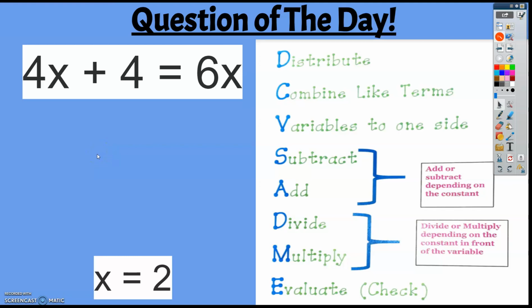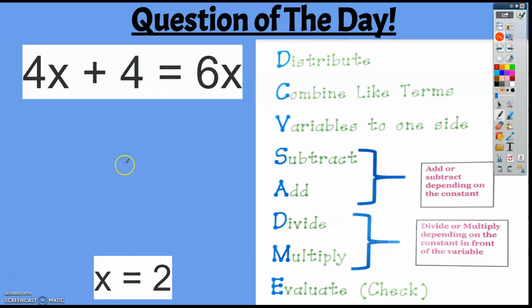This is solving multi-step equations with variables on both sides. So this is an easy one today, but I wanted to go through and give you guys just a quick example. And I also wanted to use our DCV SADME app to do it, or mnemonic devices, I should say.